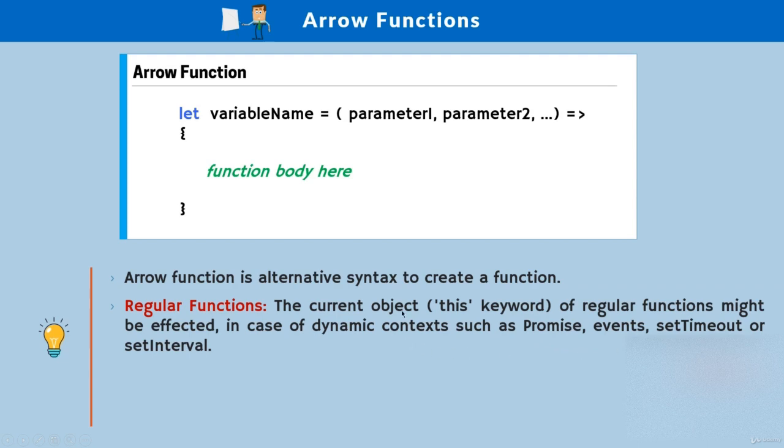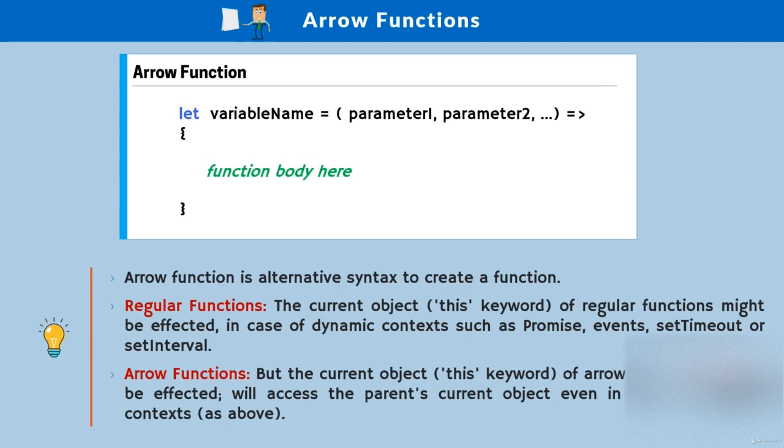For example, if you invoke a regular function by using set timeout, the this keyword object will be supplied by set timeout itself. So in that case, the this keyword of the regular function doesn't refer to the global empty object. That means there is no guarantee that this always refers to the global object, because promises, set timeout, or set interval, all these dynamic contexts may supply another object for this keyword.